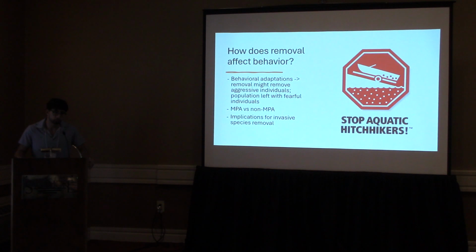And a lot of this literature focuses on marine systems, particularly marine protected areas versus non-marine protected areas. So in marine protected areas, we tend to see more aggressive fish, whereas in non-marine protected areas, we tend to see more fearful behavior due to the removal and angling pressure. And this leads us down the line into implications for invasive species removal, which we'll discuss later in the presentation.